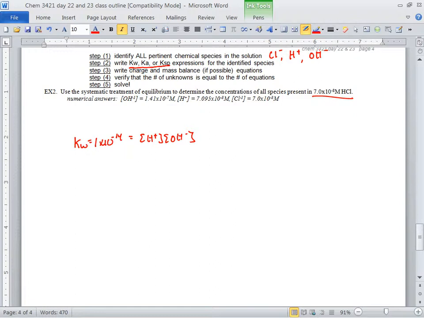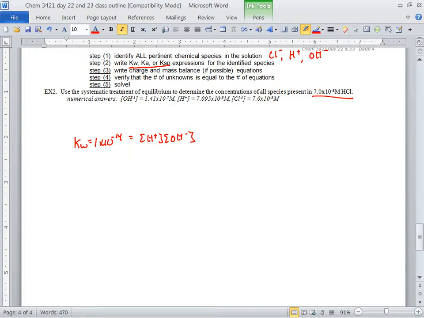Gloria Ann, are there any other KA, KW, KA, or KSP expressions? How about a K? Not KA, but KB. Chloride's the conjugate base, but there's no KB expression for it. Why? It's definitely a conjugate base of HCl. Why is it impossible to write a KB expression? It's a base. No one's arguing it's a conjugate base, but you can't write a KB for it.